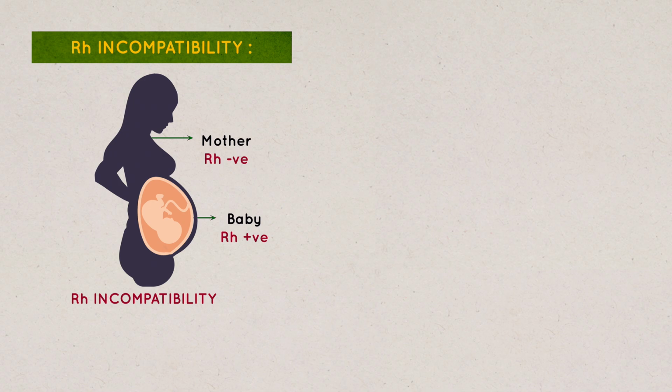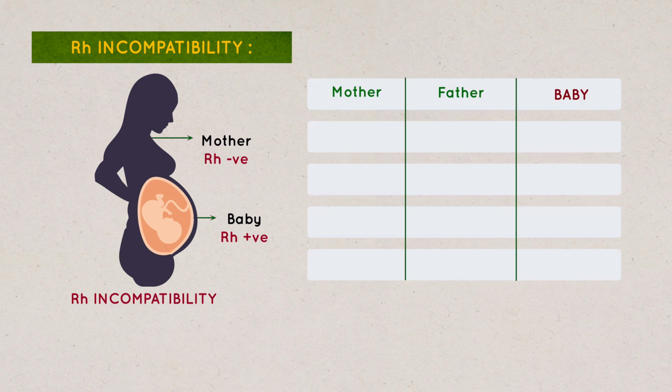Rh incompatibility occurs when a pregnant woman has Rh negative blood group, while the baby inside her has Rh positive blood group. To understand how Rh incompatibility occurs, let's look into a chart first. Here we have father, mother, and the baby. Keep in mind that if any one of the parents are positive, the baby will be positive. Let us see how it works.